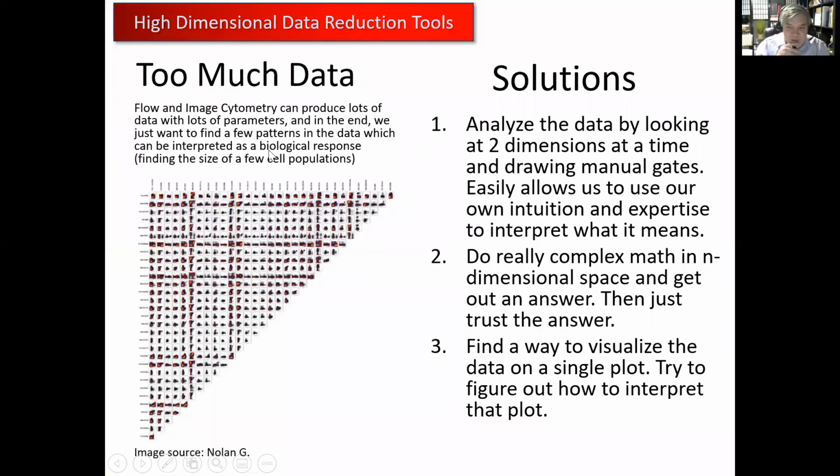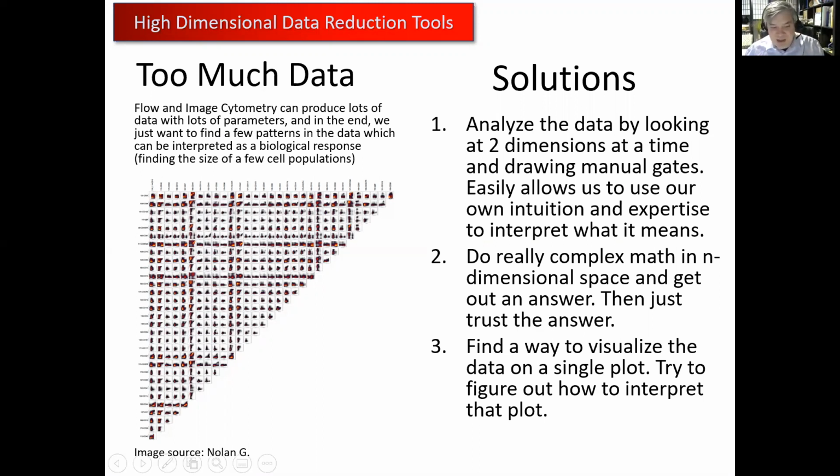So, when we work with high dimensional data, what's the problem? It's a double-edged sword, right? It's too much data. You have these instruments now that can acquire 20, 30, 40 parameters. In the end, we really just want to distill some information from all of that that can be interpreted as some sort of biological response, like finding the size of a few cell populations.